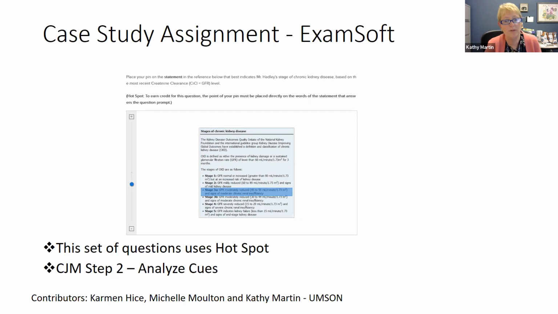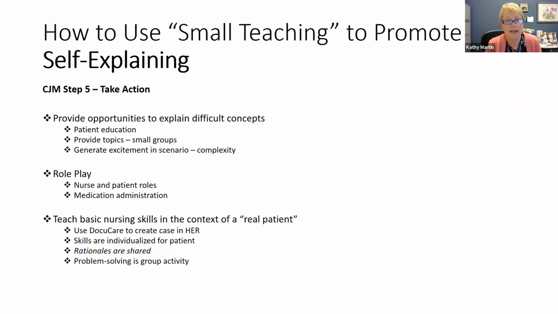And in this example, these are hotspot questions. So it allows the students to do that psychomotor skill of aligning that pin with the correct response.